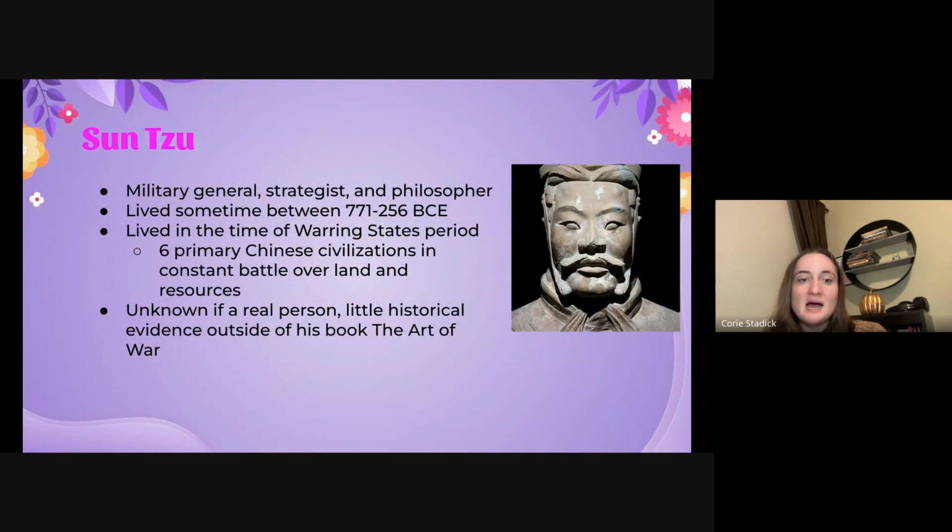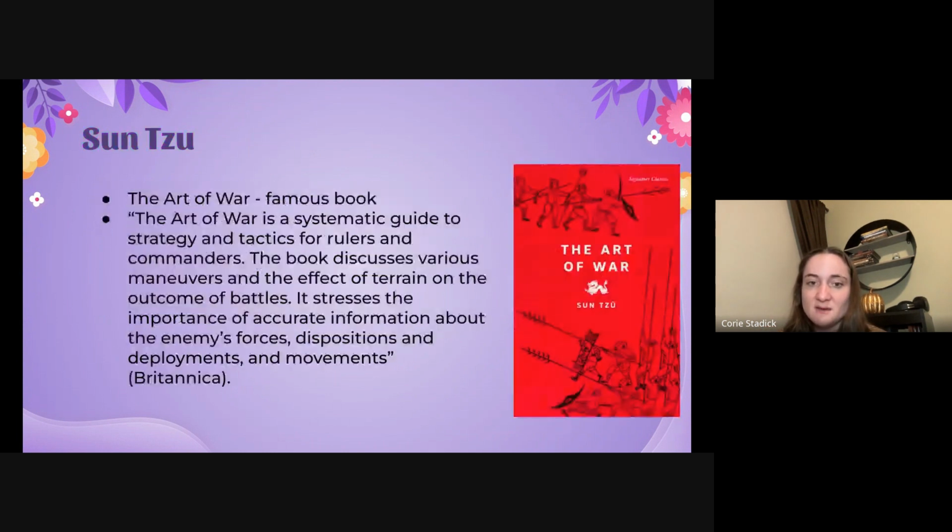All right, Sun Tzu. He was a military general, strategist, and philosopher. No one knows when he was actually alive or if he was multiple people that went under the name of Sun Tzu. There's a lot of mystery behind this guy. But he lived sometime between 771 and 256 BCE, in the time of the Warring States period. So that's six primary Chinese civilizations in constant battle over land and resources and all that fun stuff. Again, it's unknown if he was a real person. He might have been many people. He might have been just one guy. But there is little historical evidence about him outside of the book The Art of War.